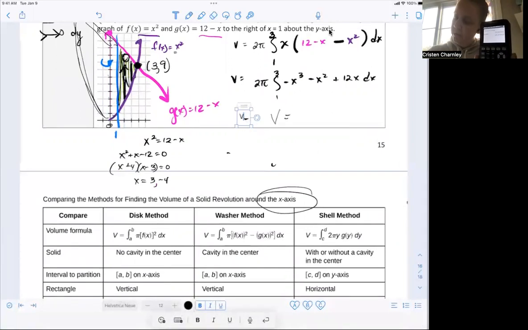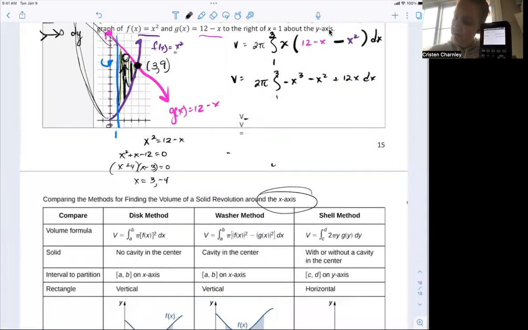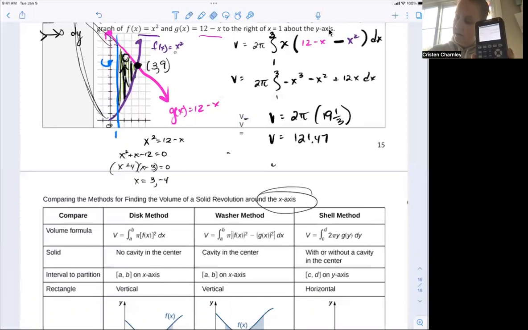Volume equals 2 pi 19 1/3, which is really 121.47. Sorry about my completely sloppy, not overly professional video here.